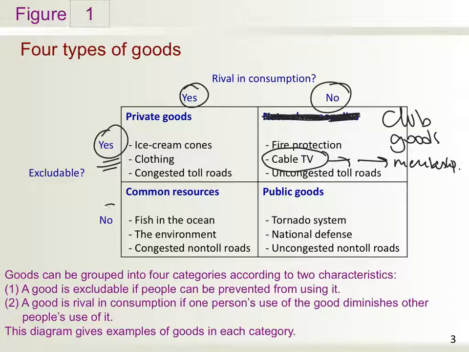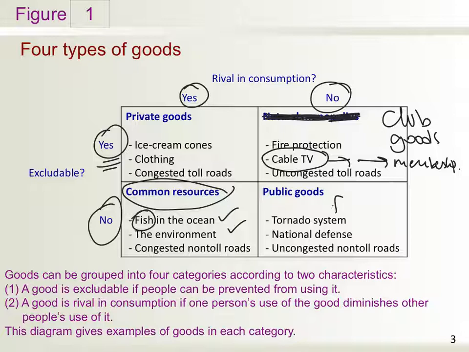When a good is free but rival in consumption, that is categorized as common resources. Example, fish in the ocean, the environment. Most of the common resources are the goods that nature provides to us, like fish in the ocean. It's free, you can go fishing, but if you overfish, then less fish in the ocean.